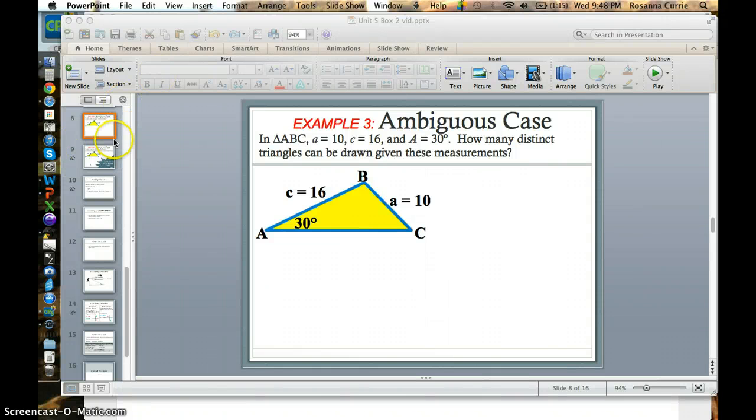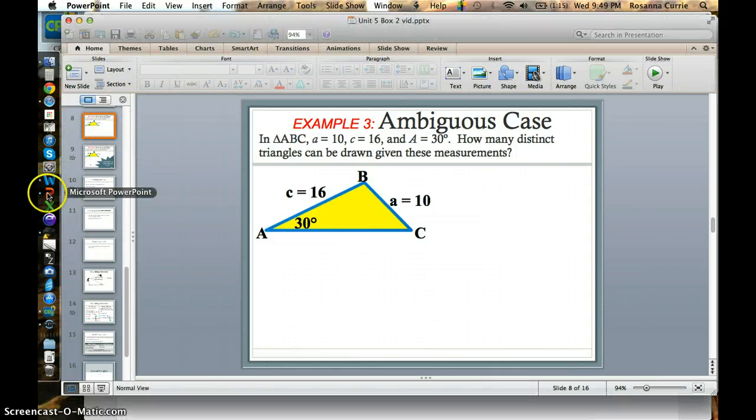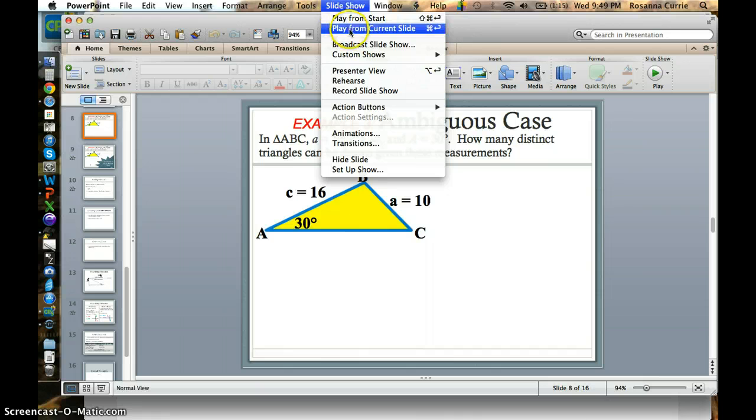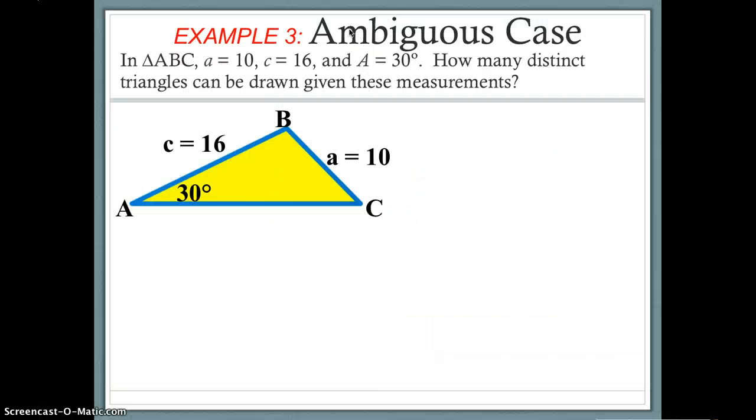Okay, so we pretty much covered the ambiguous case. I just have to consolidate with you before I let you go. So this was that last scenario we just looked at where we actually had two different measurements for C.